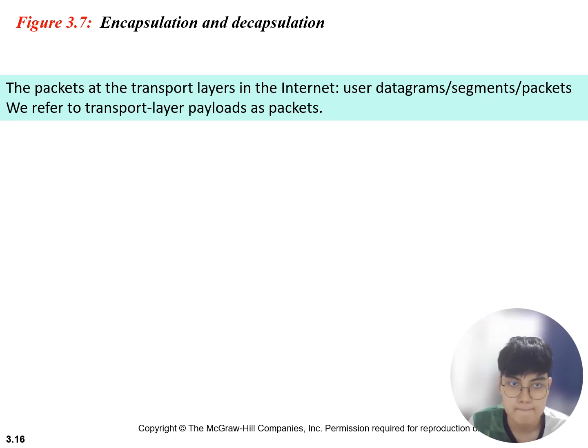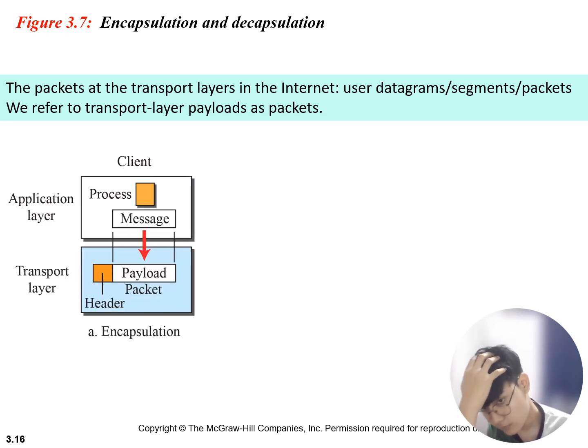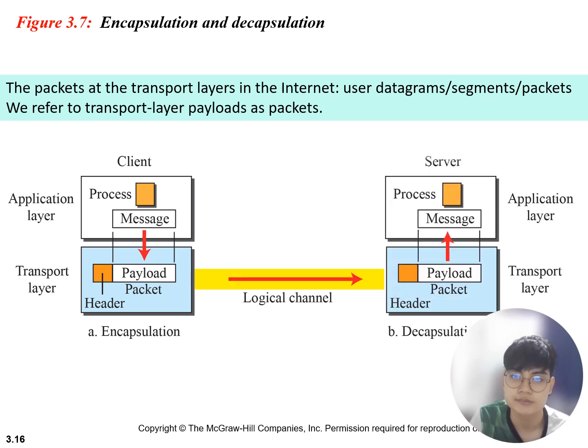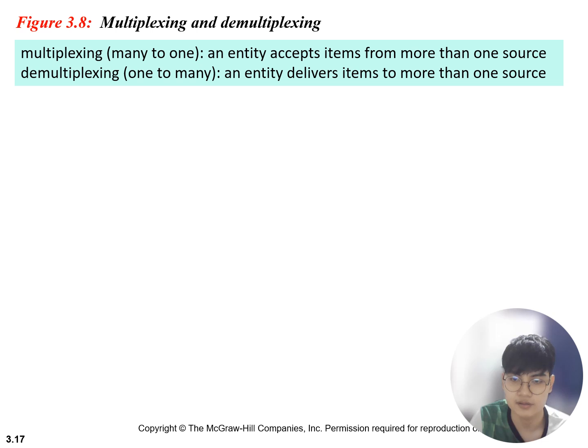Encapsulation and decapsulation. The packets of the transport layer in the Internet are called user datagrams or segments. We refer to transport layer payloads as packets. Multiplexing and demultiplexing. Multiplexing is many to one: an entity accepts items from more than one source. Demultiplexing is one to many: an entity delivers items to more than one destination.